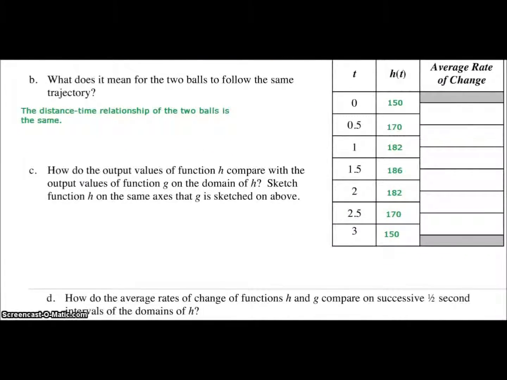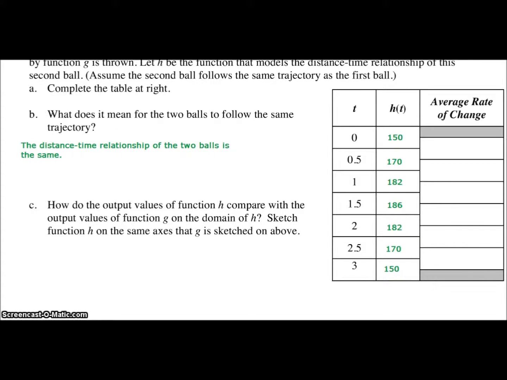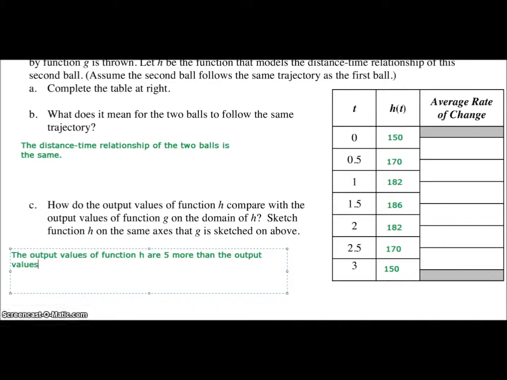Let's see, part C. How do the output values of function h compare with the output values of function g on the domain of h? Well, the output values of function h are 5 more than the output values of the function g for corresponding inputs.